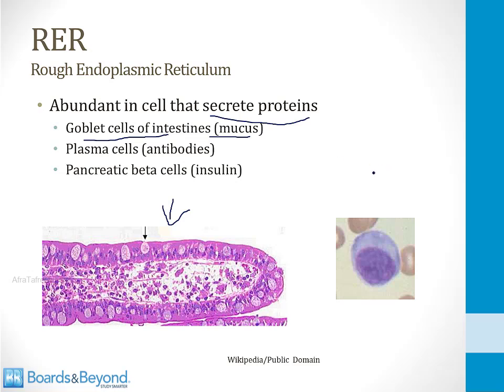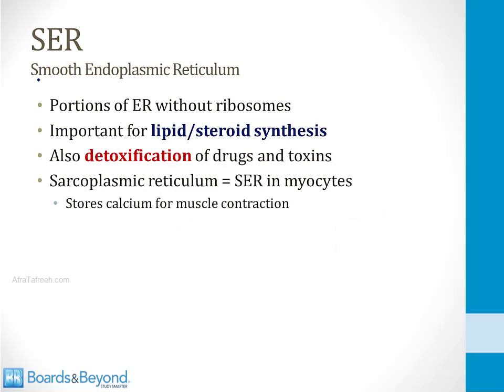You can find lots of rough endoplasmic reticulum in plasma cells, as shown on the right side of the screen, because plasma cells need to synthesize and secrete antibodies. You can also find lots of rough endoplasmic reticulum in pancreatic beta cells, which need to secrete insulin, which is a protein. Switching gears, now let's talk about the smooth endoplasmic reticulum.